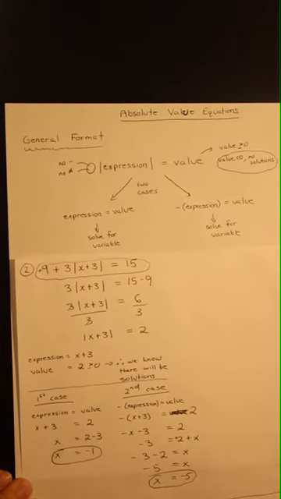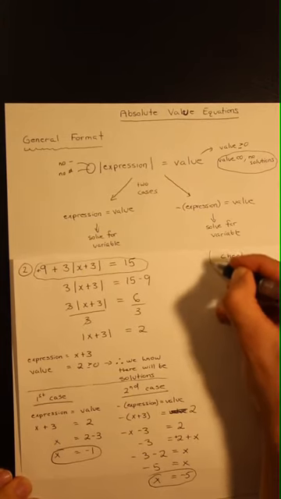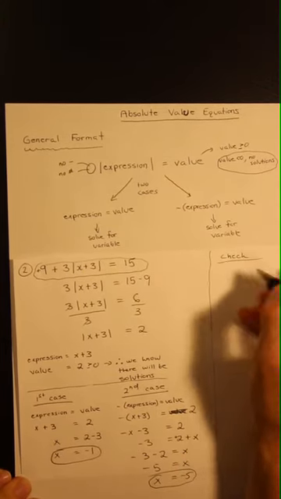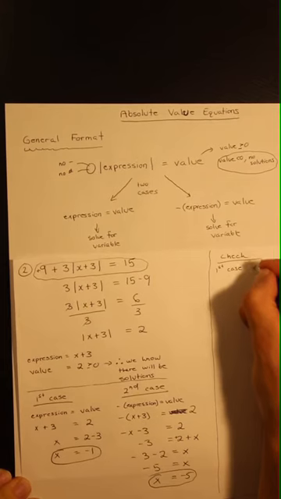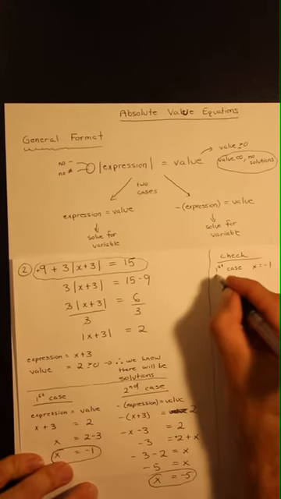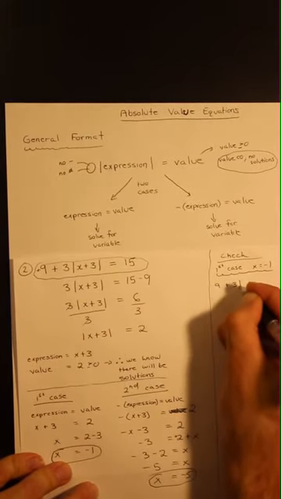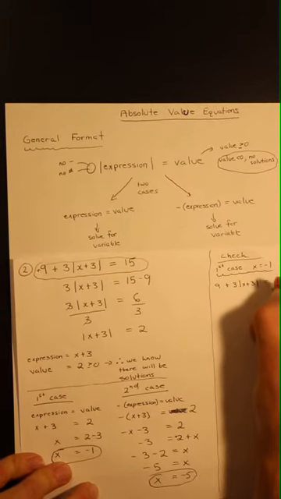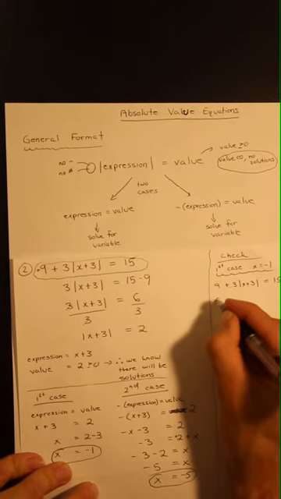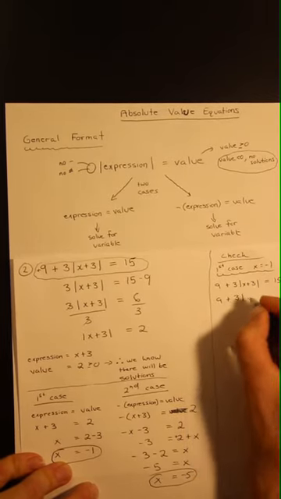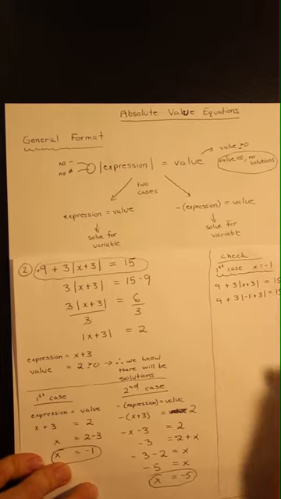Now, how can we check if we're correct? Well, let's do a check. We'll have this column here as a check. So let's check our first case. What's our first case? Well, we got x is equal to negative 1. So the way we check it is we rewrite the equation and then we plug in our value of negative 1 for x and see what we get. So 9 plus 3 times the absolute value of negative 1 plus 3 equals 15.